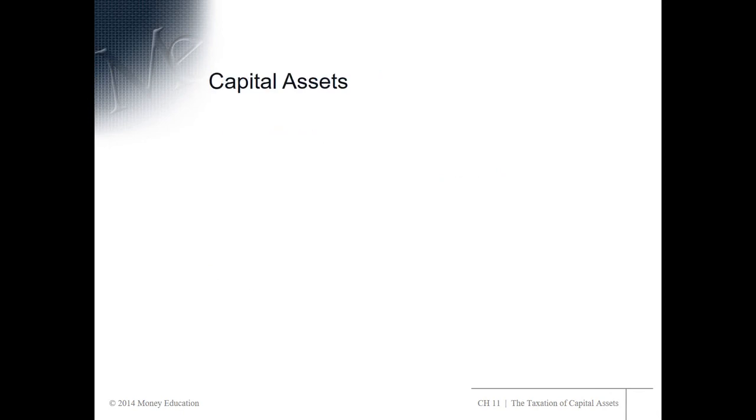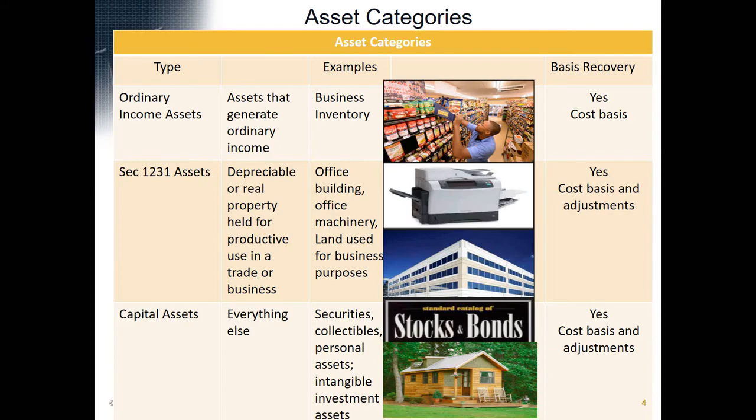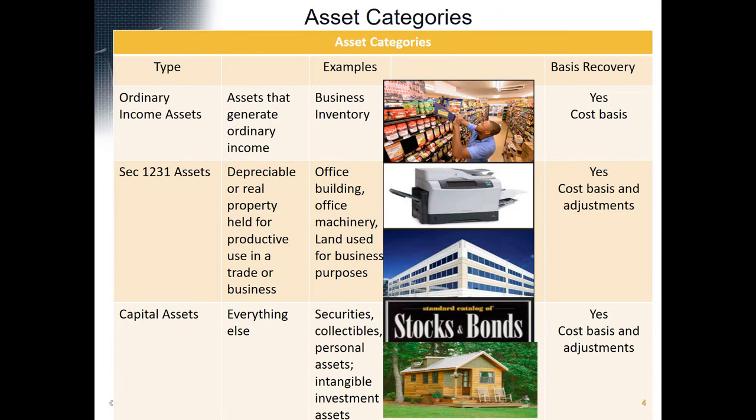Now, the taxation of capital assets is our topic, so let's double check that we know specifically what capital assets are. We defined it briefly in a prior lecture, but we have these three asset categories: ordinary income assets, Section 1231 assets, and capital assets. Ordinary income assets are assets that generate ordinary income. Section 1231 assets are depreciable or real property held for productive use in a trade or business, and capital assets are everything else. So capital assets are really defined in the negative.